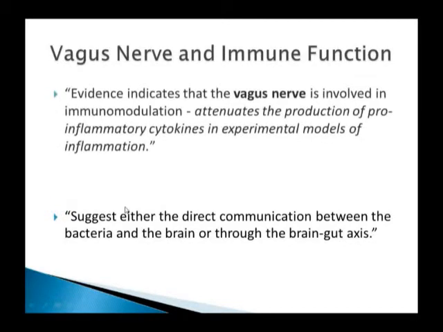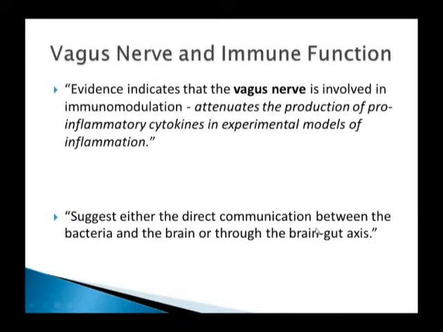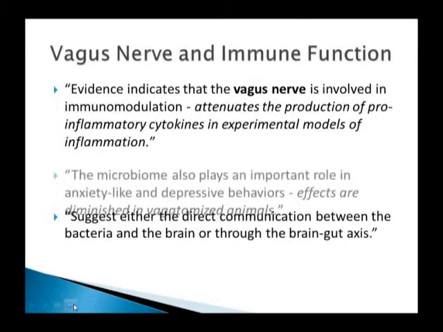Well, the vagus nerve is a direct conduit. It's a direct neuroanatomical pathway, playing a neurophysiological role between the gut and the brain. And what this research was showing, at least suggesting, is that there's a direct communication between the bacteria and the brain from this vagus nerve connection. It turns out that the vagus nerve is involved in modulating the immune response, so it is involved as well in helping to control inflammation.